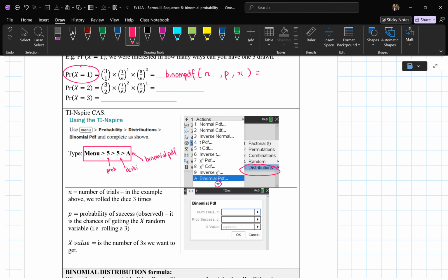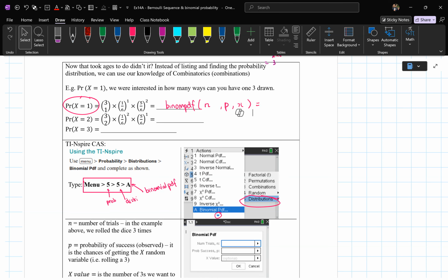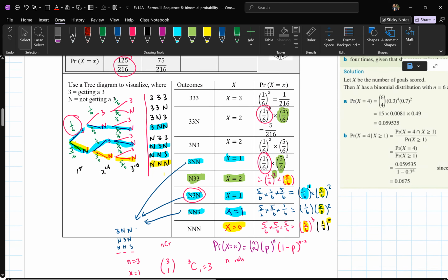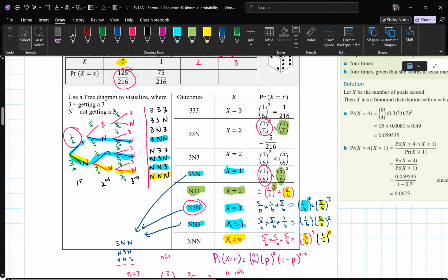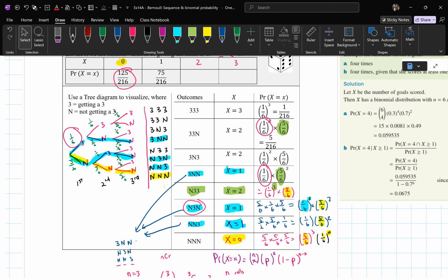So you can try it for the probability of x equals 1. I'm just going to open my calculator. This is to calculate for one instance. So instead of doing what we did before, see how long that took, a long time to do? Instead of doing x equals 1 plus x equals 1 plus x equals 1 to get the answer for 75 on 216, you could do binom PDF. So it would have been 3 trials. Probability of success is 1/6. And how many of these successes do I want? I want x equals 1. Then it should have given me 75 on 216 as your answer.